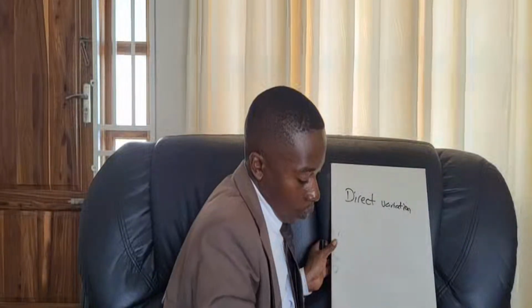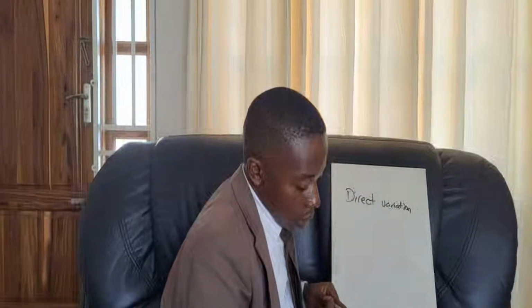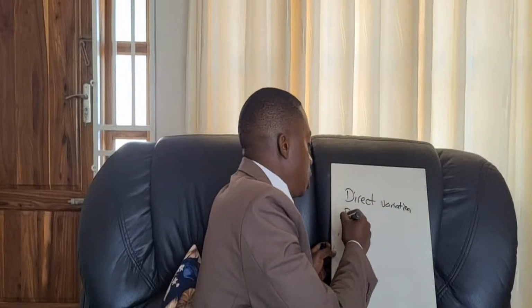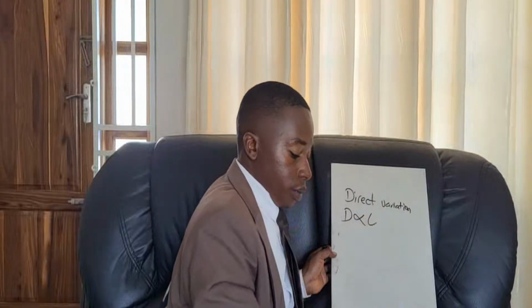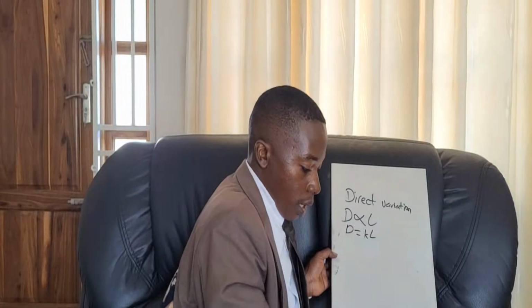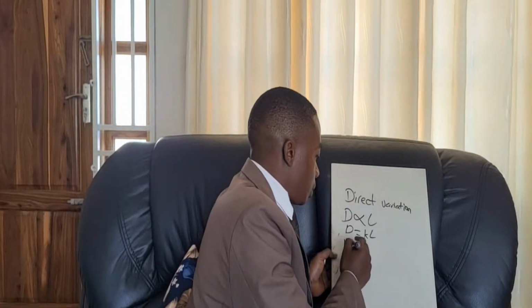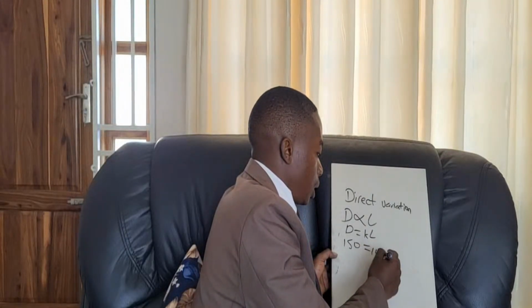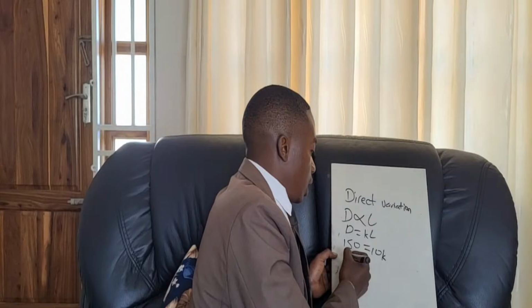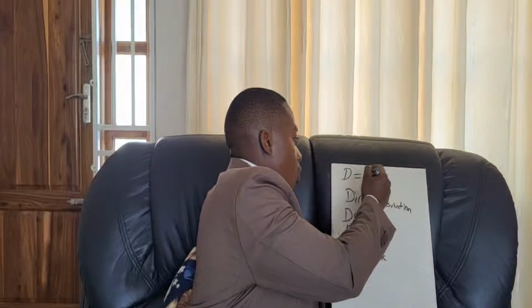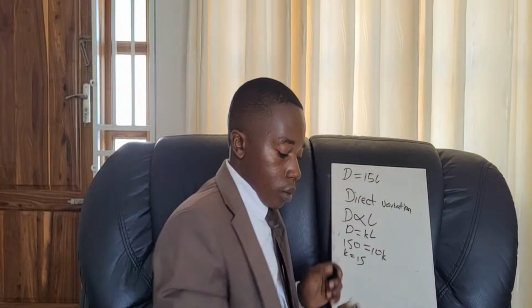the type of relation is also covered. So D directly varies with L. So D is equal to K L. Substituting, K is equal to 50. So D in terms of L, D is equal to 50 L. That's D in terms of L.